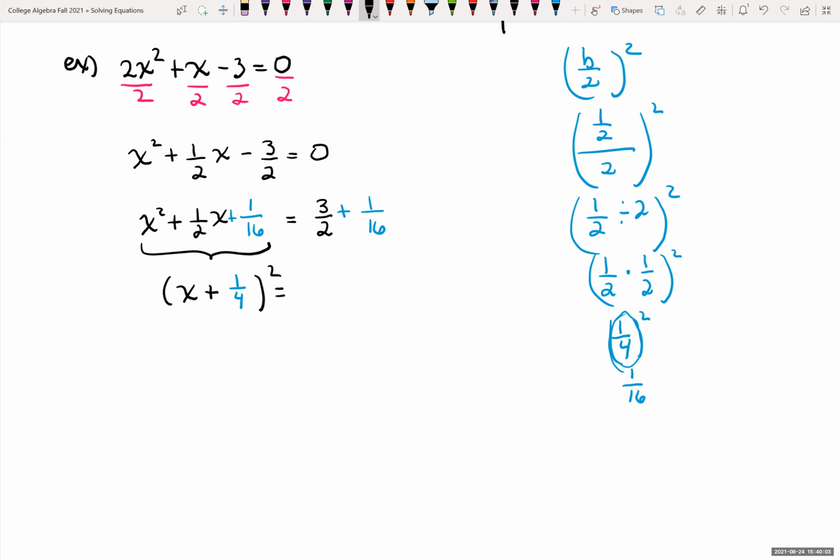Equals, well, in order to add 3/2 and 1/16, in order to add fractions, we need a common denominator. So my common denominator of 2 and 16 is 16. So let's multiply this 3/2 by 8 over 8, a fancy one, to make that denominator equivalent to the other fraction. So we really have 24/16 plus 1/16. So 24/16 plus 1/16 gives me 25/16. So it's in the form now, we can use that square root method.